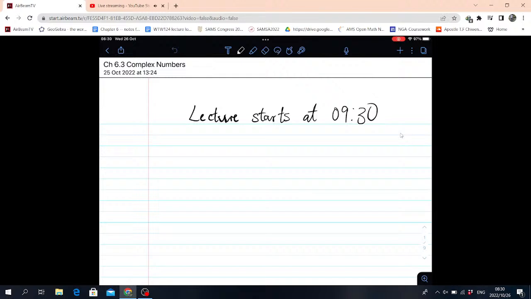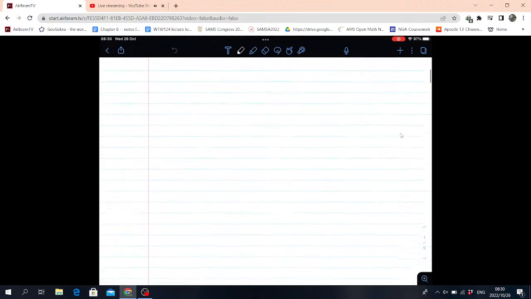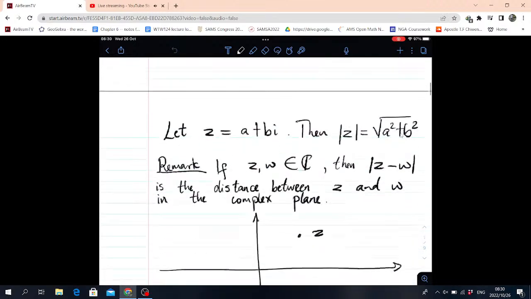We are still continuing with 6.2, a bit of 6.2, and then we get into 6.3. So we are continuing to look at complex numbers, and we introduced the notion of a modulus of a complex number, and then we are going to discuss a bit more about that.